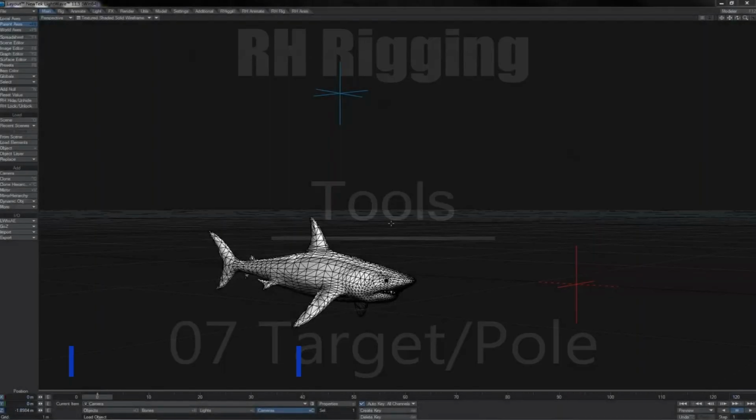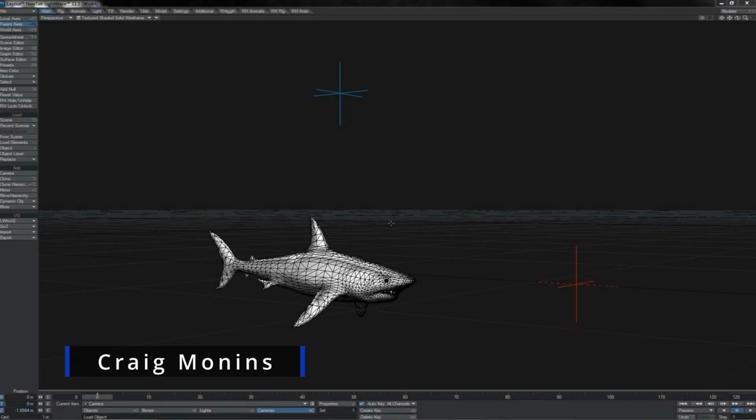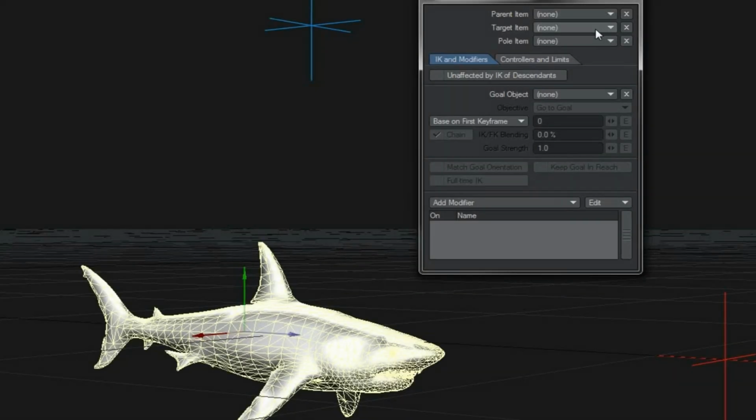In this video we have target and pole controllers, pretty well known and fairly simple to get to grips with, but there are a few little details that are worth taking note of because they will rear their ugly heads later on. So what we have are these simple options.